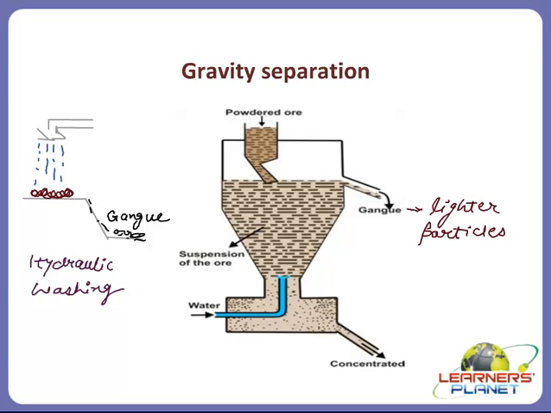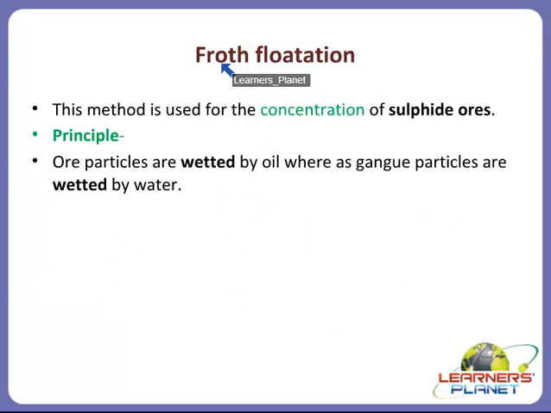Let's take up the next process here. It is froth flotation. Now what is it? This method is used for the concentration of sulfide ores. Now students, this method is specifically for sulfide ores. What is the principle behind this? The ore particles are wetted by oil, whereas gangue particles are wetted by water.